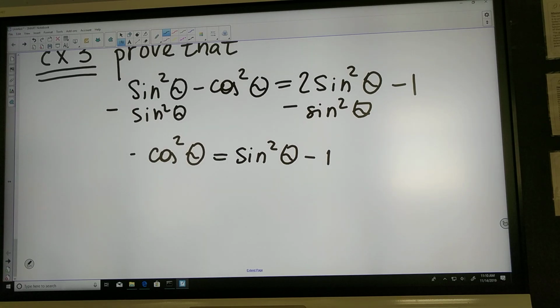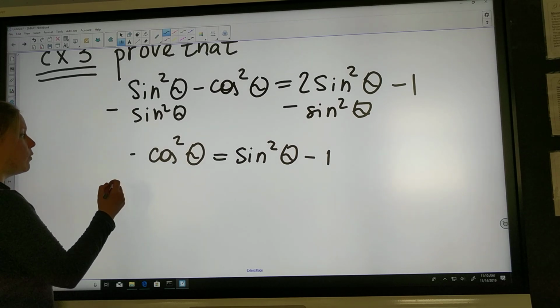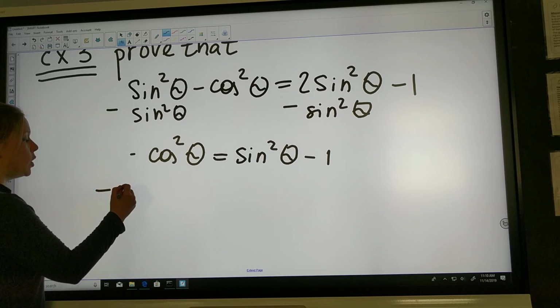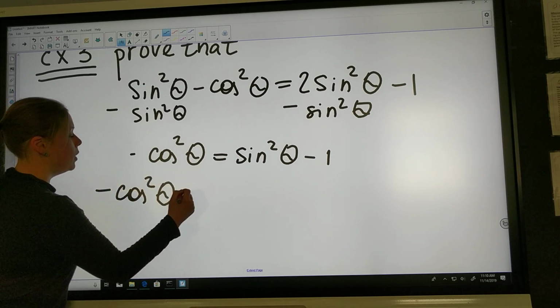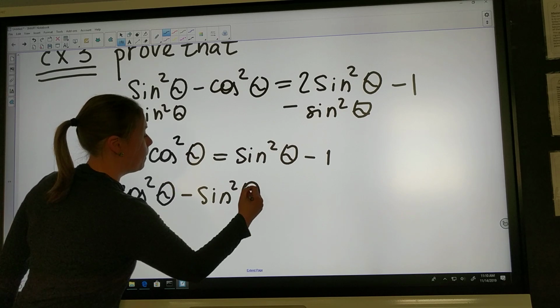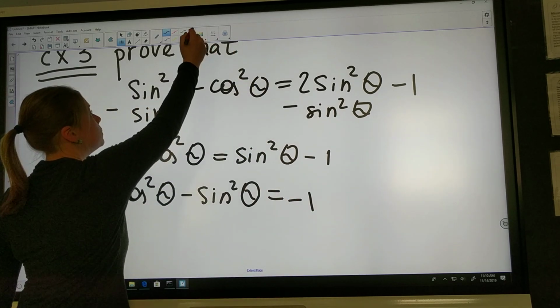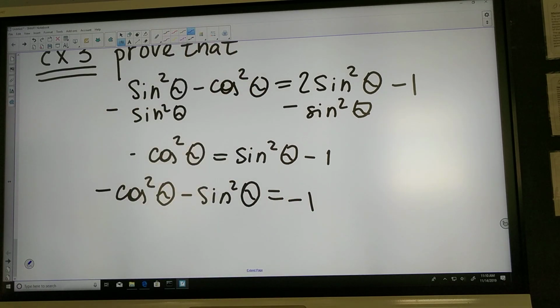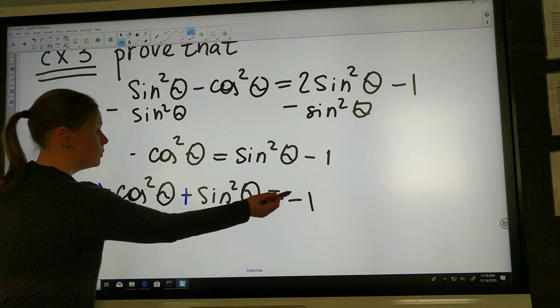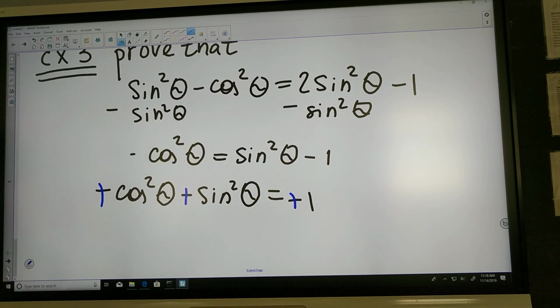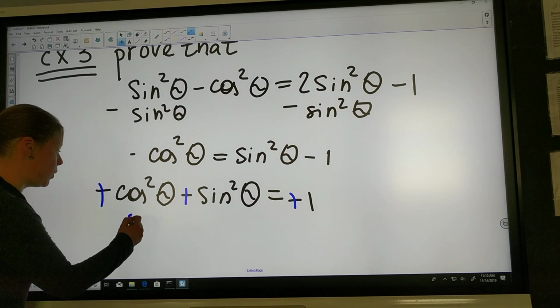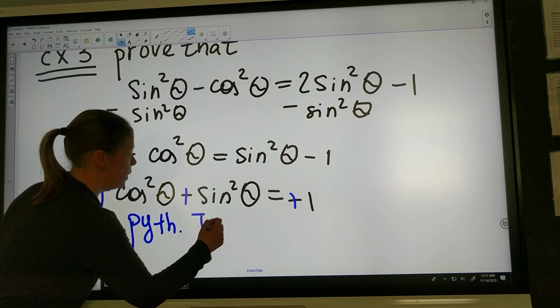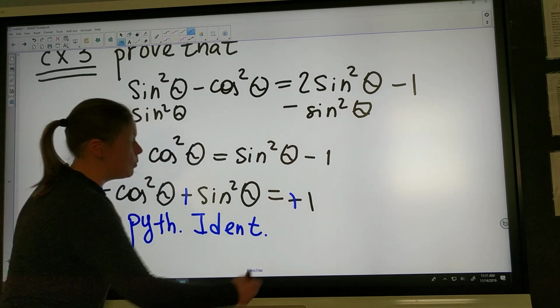Maybe I can subtract another sine squared from both sides, and my left side turns into cosine squared minus sine squared equal to minus 1. And I'm allowed to multiply both sides by the same number. What do you see? What's the name of this? Pythagorean identity. So I'm done. I can just write Pythagorean identity, and I'm done.